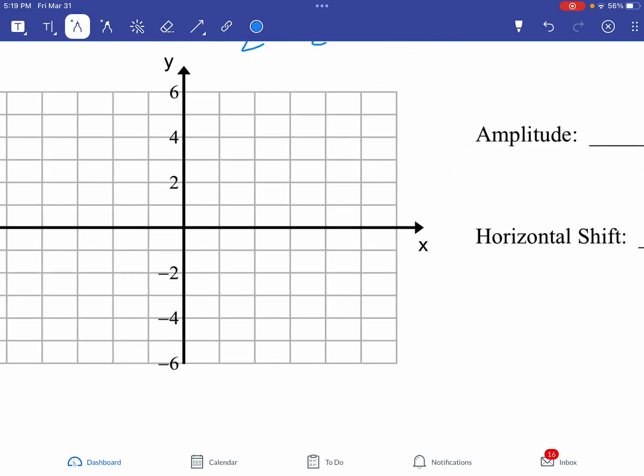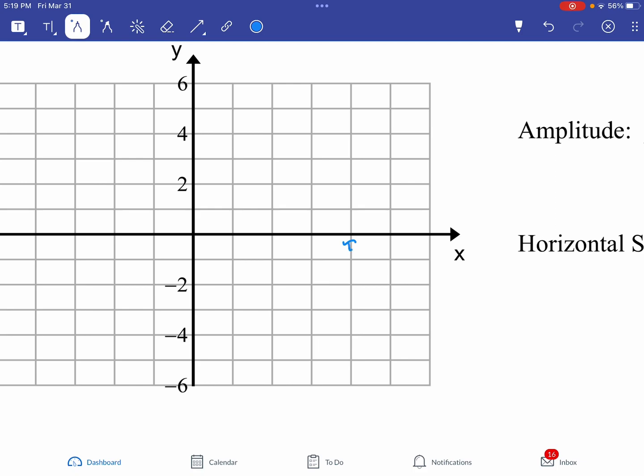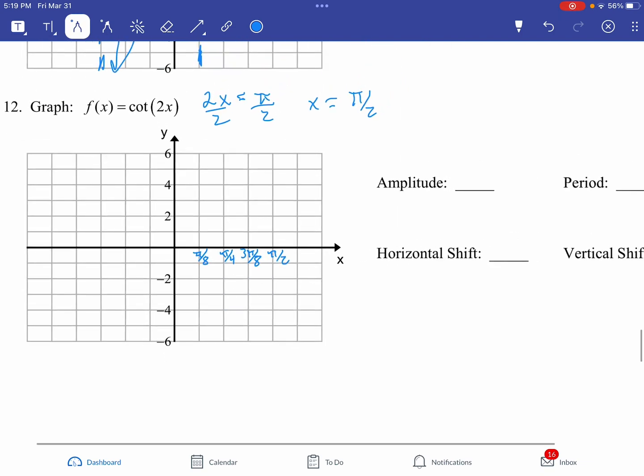So it is not cut in half by the y-axis. So this is going to be pi over 2, pi over 4, pi over 8, and 3 pi over 8. So there is no horizontal shift, so we can make our asymptote at the front end and the back end of our graph. All right. Cotangent starts at 0. There is no vertical shift or horizontal shift, so we just do our 2 points and graph.